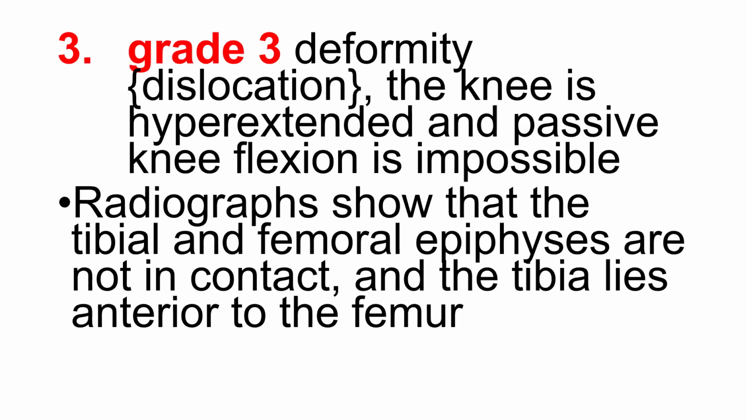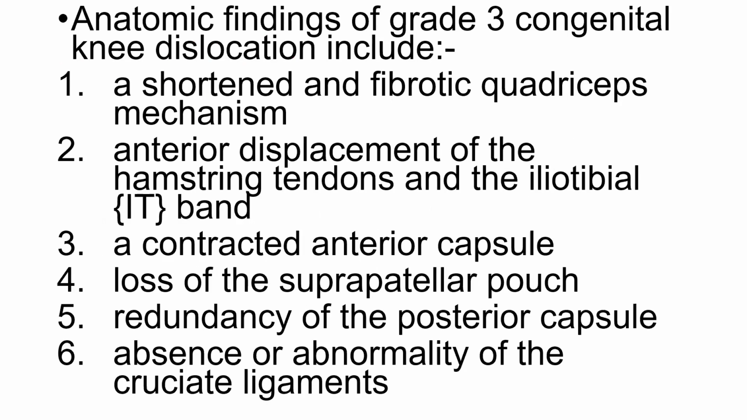Anatomic findings of grade 3 congenital knee dislocation include a shortened and fibrotic quadriceps mechanism, anterior displacement of the hamstring tendons, going from behind to the front, and of the iliotibial band, a contracted anterior capsule, loss of the suprapatellar pouch, redundancy of the posterior capsule, and absence or abnormality of the cruciate ligaments. You have to keep this in mind. These are the pathologic findings that we find in these patients.